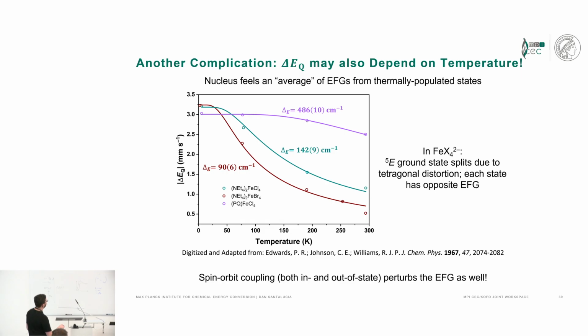So you can look at the variation of going from chlorine to bromine and see that the chlorine has a bigger quintet E splitting than the bromine, which makes sense. Chlorine's a slightly stronger field ligand. You can even swap out tetraethylammonium for paraquat and see actually the counter ion can have a dramatic effect on that quadrupole splitting because that's going to also maybe pack and affect the ligand field distortion. And that ends up being the largest in this case, which is kind of interesting. Spin orbit coupling, both in state and out of state, will also perturb this. So you have a lot of potential sources that can cause temperature variations of the quadrupole splitting.